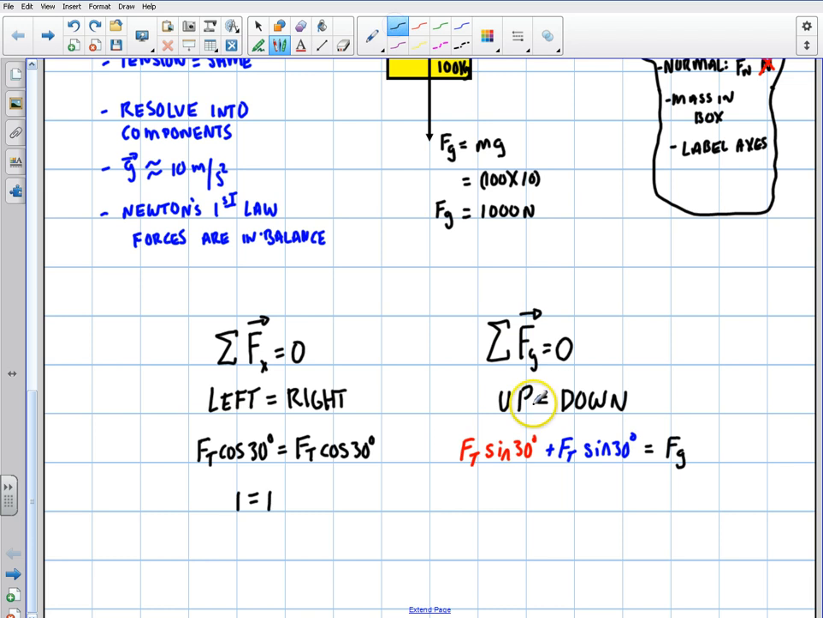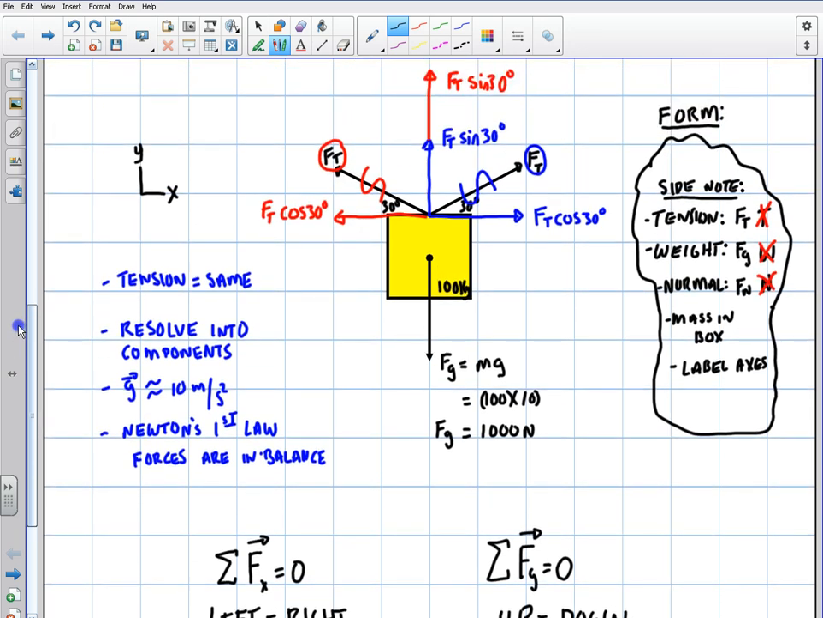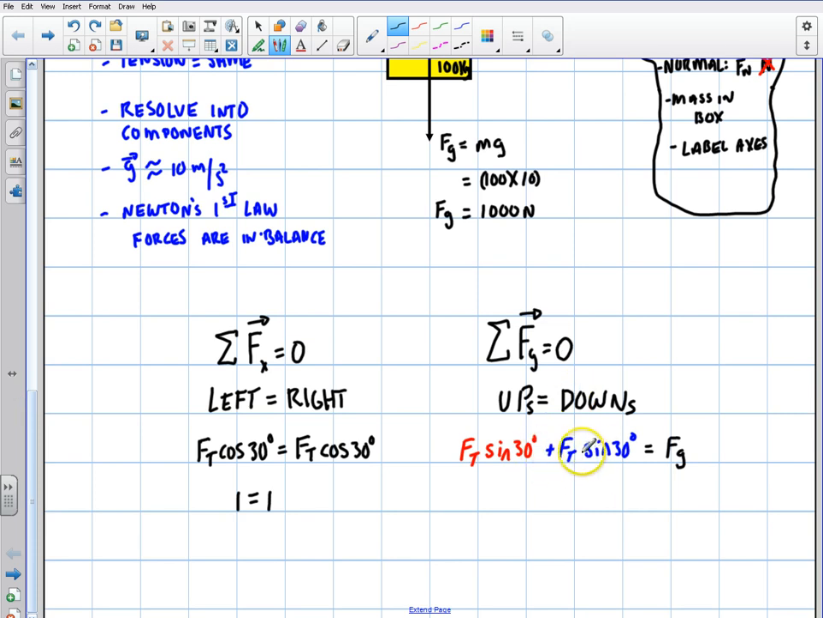Okay, so the ups equal the downs. I should put plural on this. I only had 2 in the up, 1 in the down, so they're in balance, right? So notice these are both the same exact force, the same exact angle, same exact force. So I'm going to combine these now. If we're just doing some simple algebra here, I'm going to group my terms. I have 1 here and 1 here, so I'm just going to write 2 times FT sine of 30 equals Fg, right?